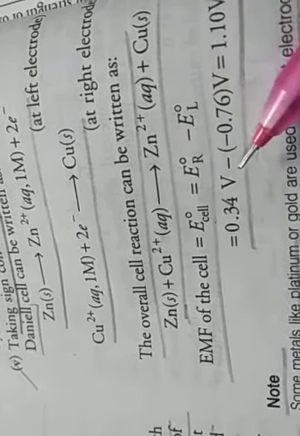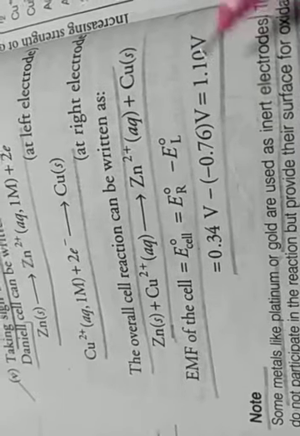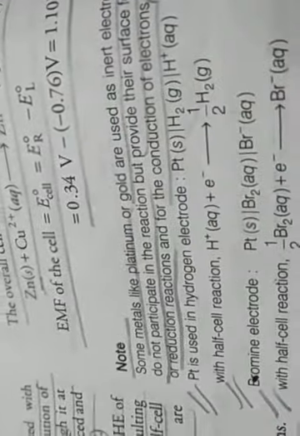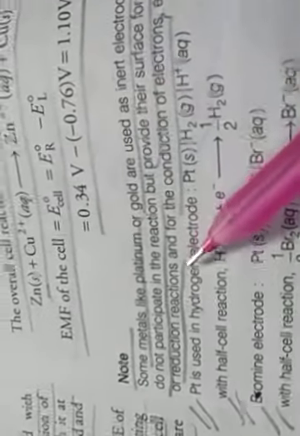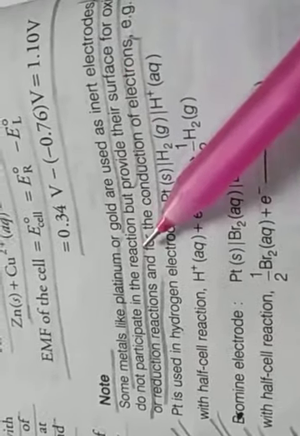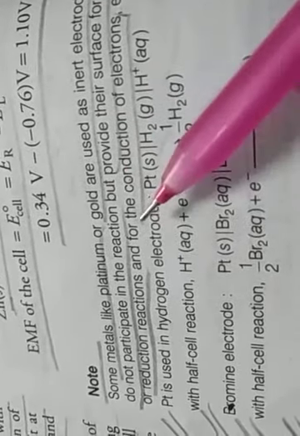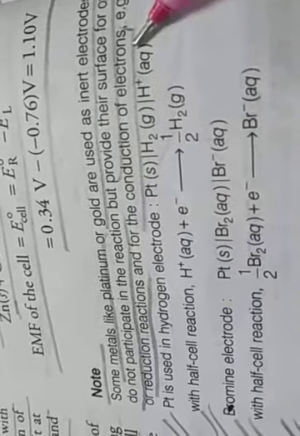We put the value of cell potential, and the total EMF of the cell is 1.10 volt. So some points we have to learn. Some metals like platinum or gold are used as inert electrodes. Inert electrode means they do not participate in the reaction but provide their surface for oxidation or reduction and for the conduction of the electron.